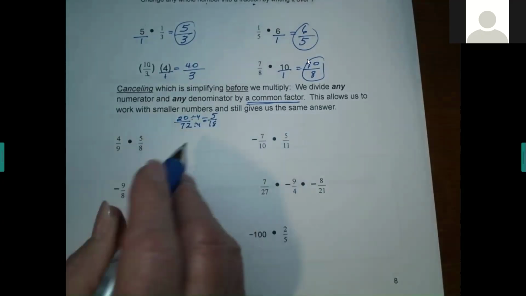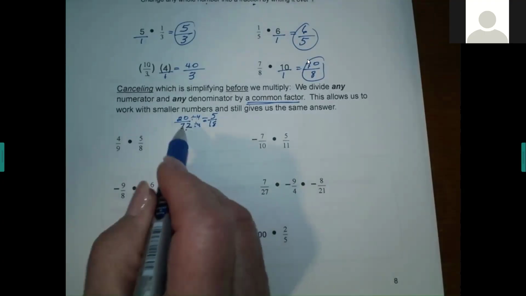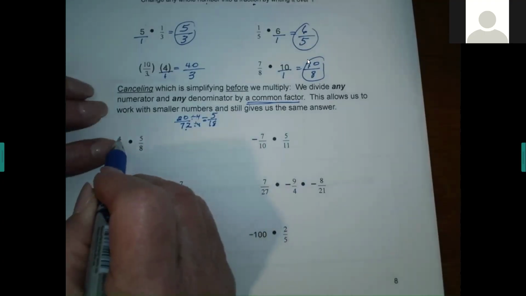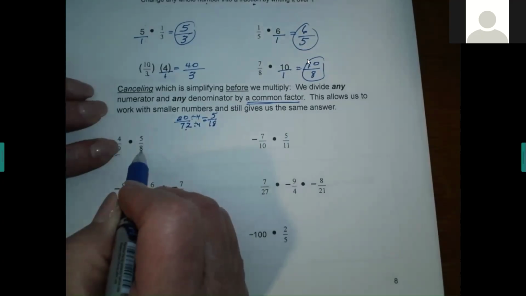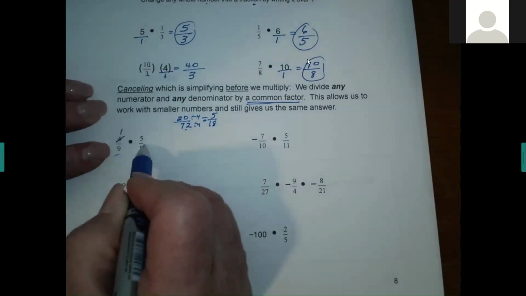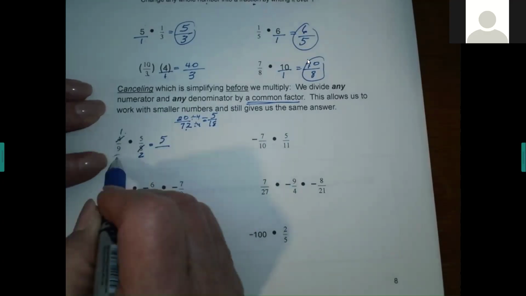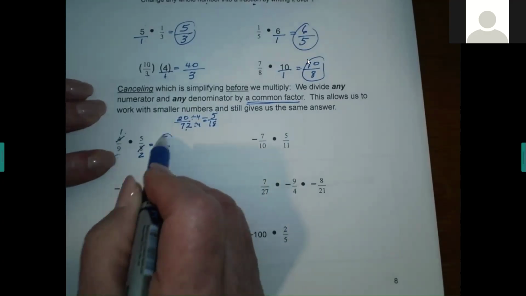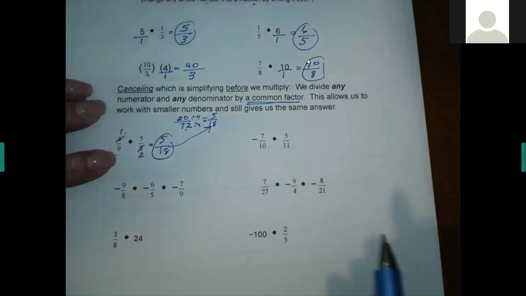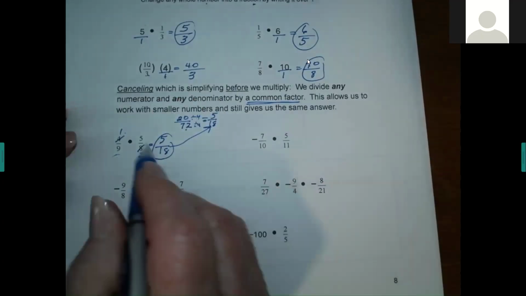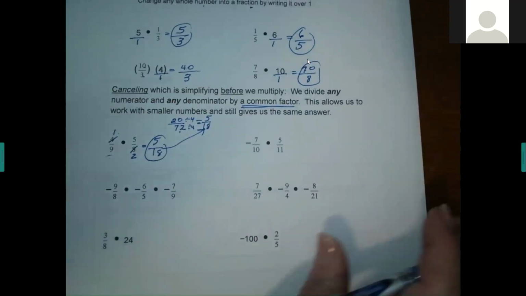Now, instead of waiting till the numbers are bigger, we can actually do that division, that simplification before we multiply. We can divide this numerator and this denominator both by 4, and we end up with a numerator of 5 and a denominator of 18. And you can see that's the same that we got if we waited till the numbers were bigger after we multiplied. So we're just simplifying before we multiply.